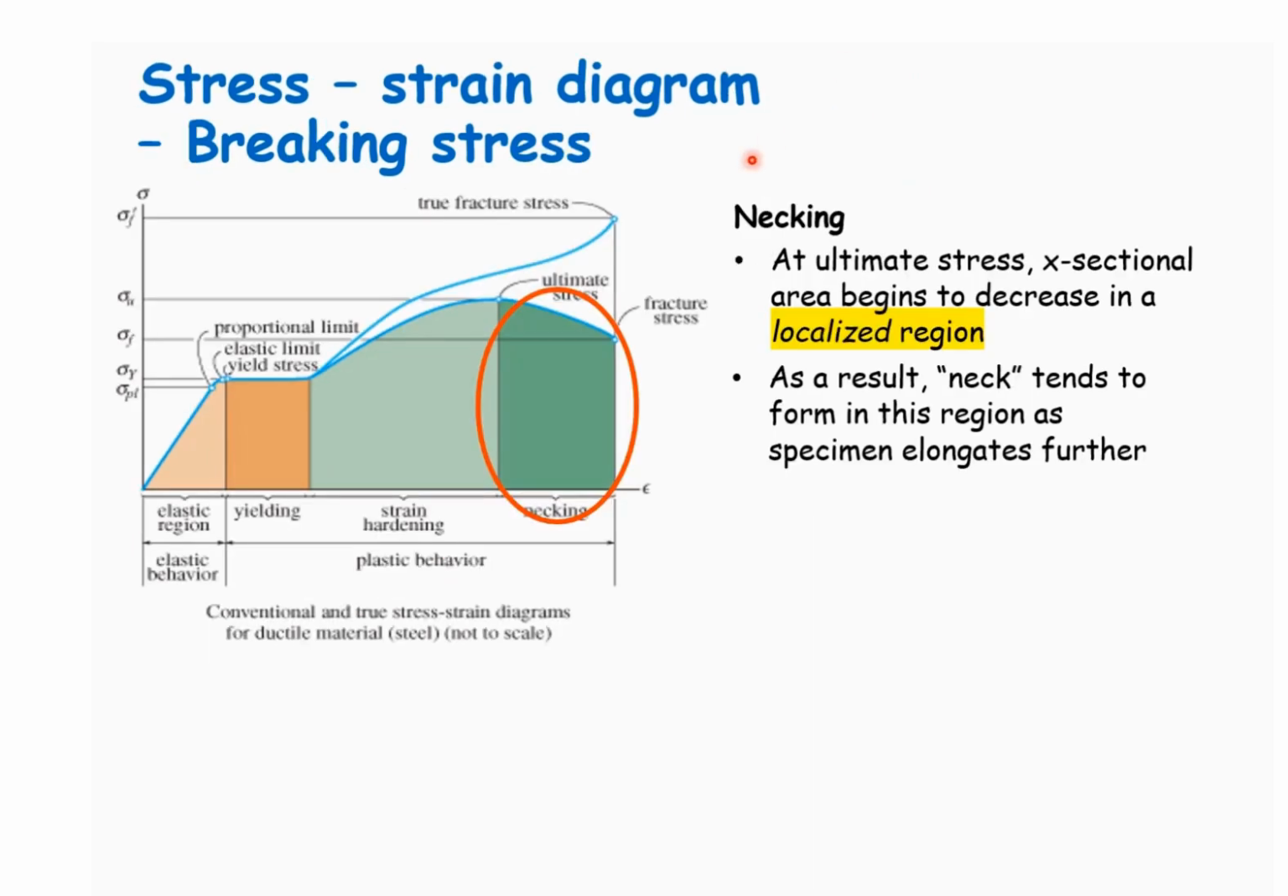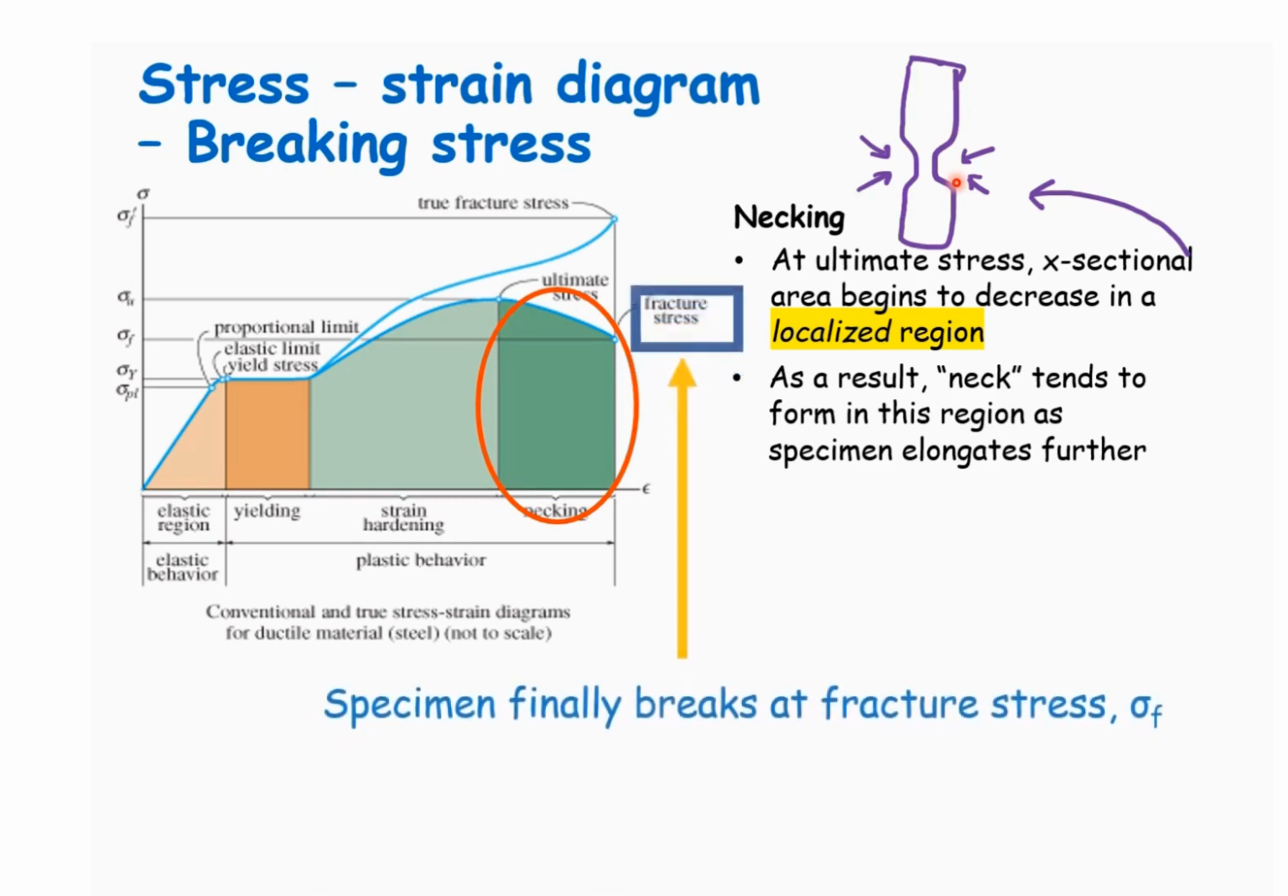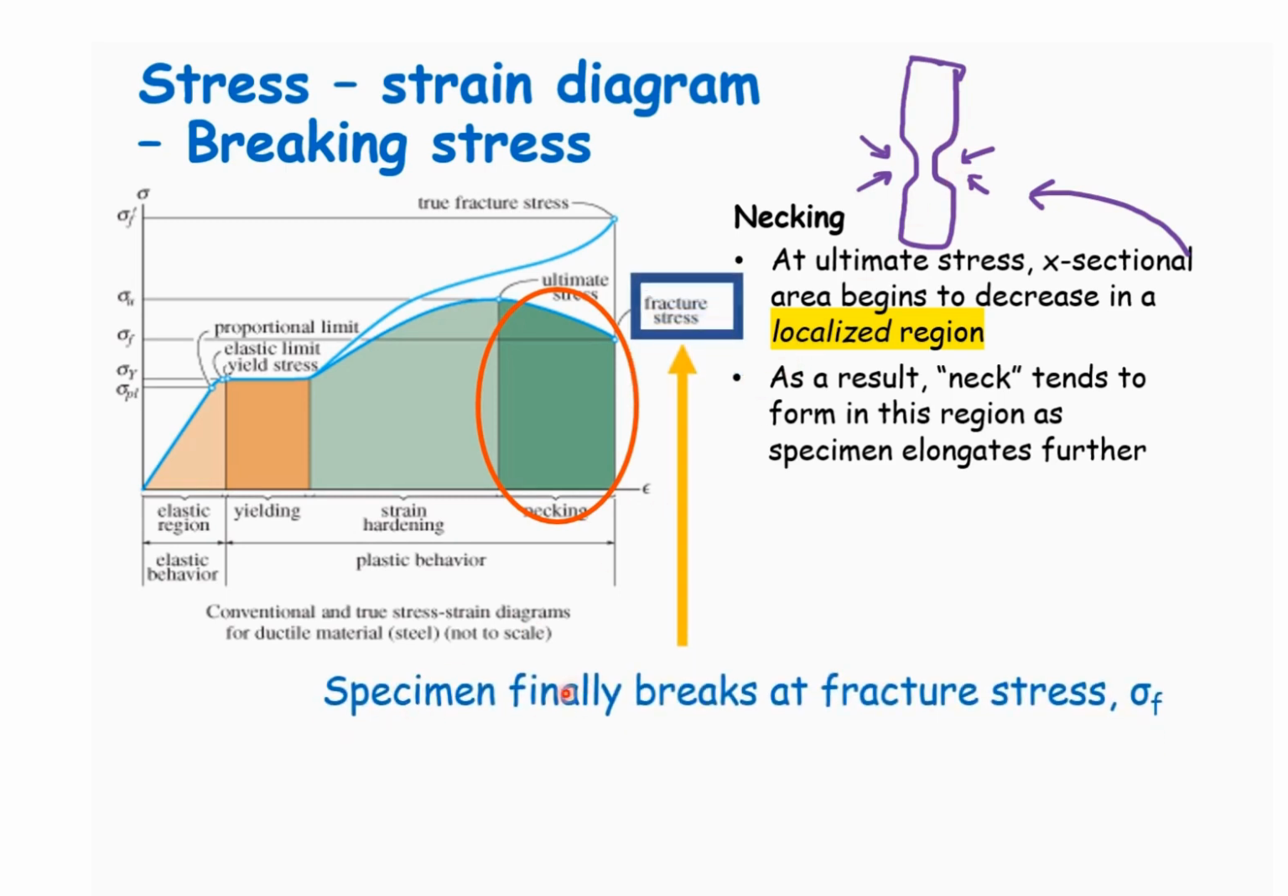Now we move on to the last phase of the stress-strain diagram, the breaking point, where the material will fail. The stress at this point is called the rupture strength. The cross-sectional area will be locally reduced, leading to necking, as we can see on the specimen. The necking happens as the specimen stretches more, and finally the specimen will break at the fracture stress.